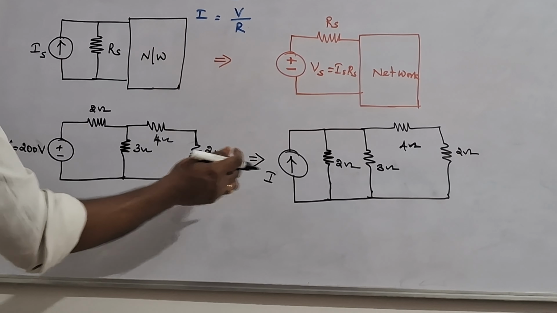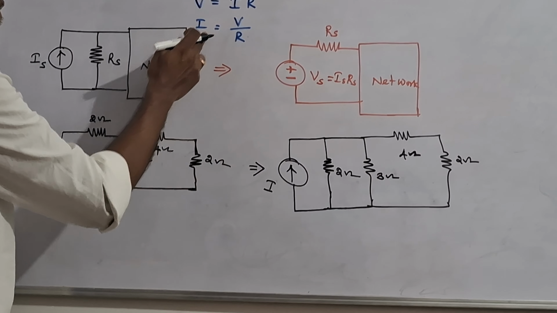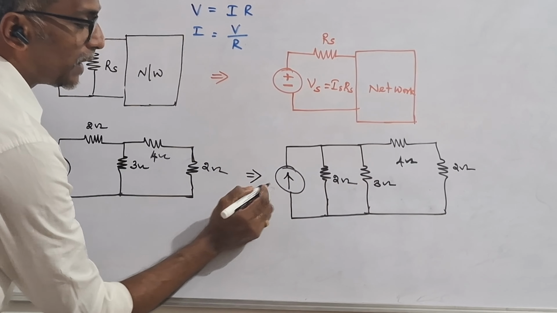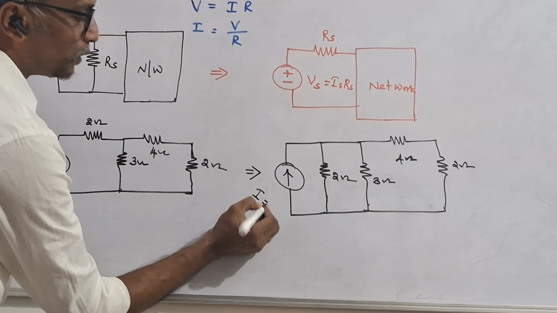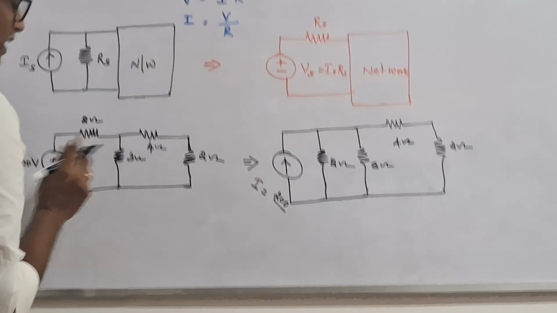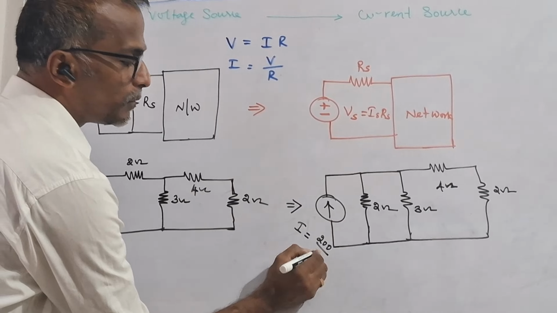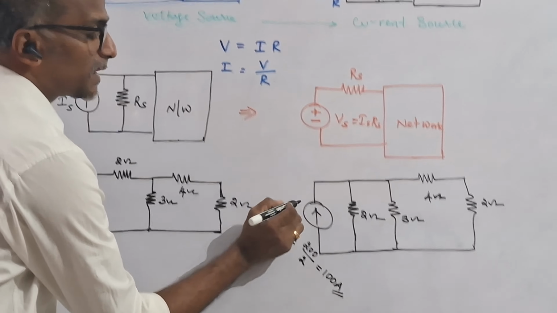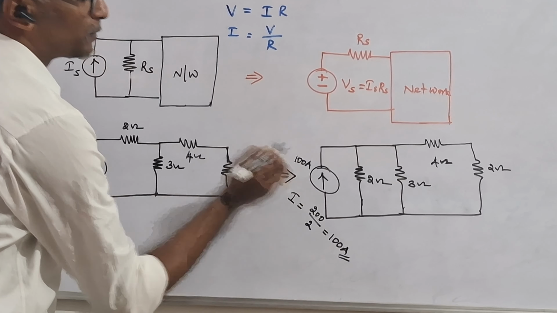So now what is the value of the current? Already we know current is equal to V by R. Therefore the current source value I is equal to the supply voltage 200 divided by the respective resistance 2 ohm. So that is equal to 100 amps. This is the current source value, 100 amps.